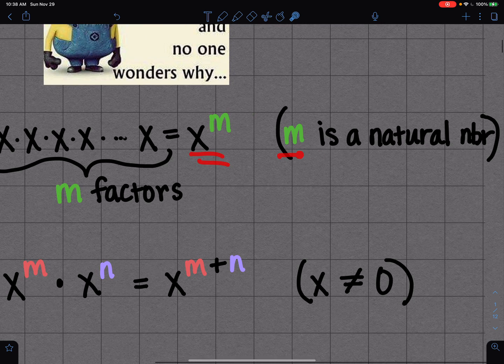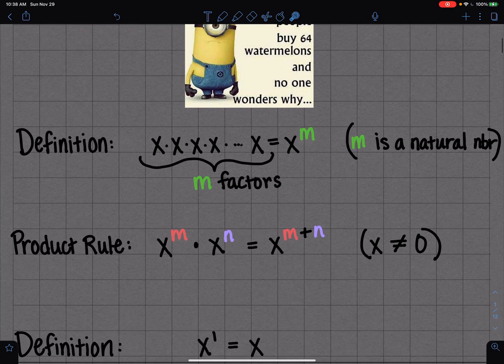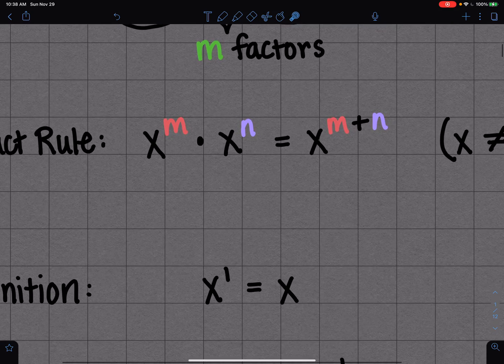And of course, m has to be a natural number. We're going to get into stranger numbers later on. So just for now, remember that it has to be some sort of natural number. Can't be an alien number.